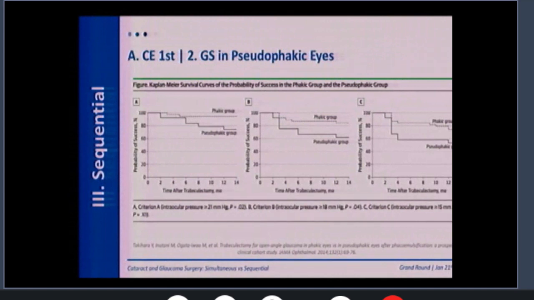This trial in JAMA randomized patients to two groups, phakic and pseudophakic. Both groups underwent trabeculectomy, and they wanted to find out whether the success rate was different in phakic versus pseudophakic patients. They used different criteria for success, and this is the Kaplan-Meier. You can see for criteria A and B, which is pressure more than 21 and more than 18, there was a statistically significant difference between both groups. But at a more strict criterion, the difference was not statistically significant.